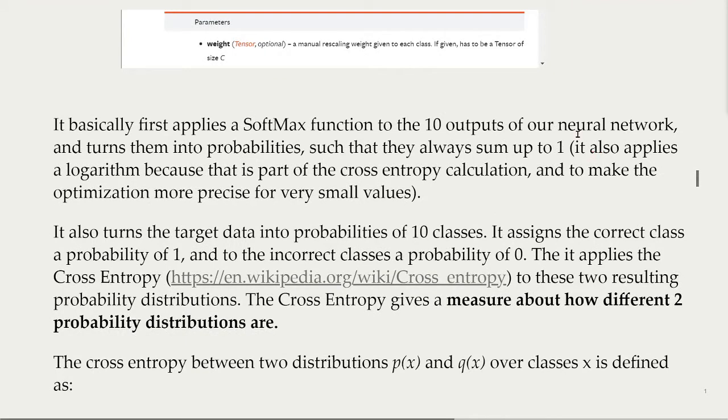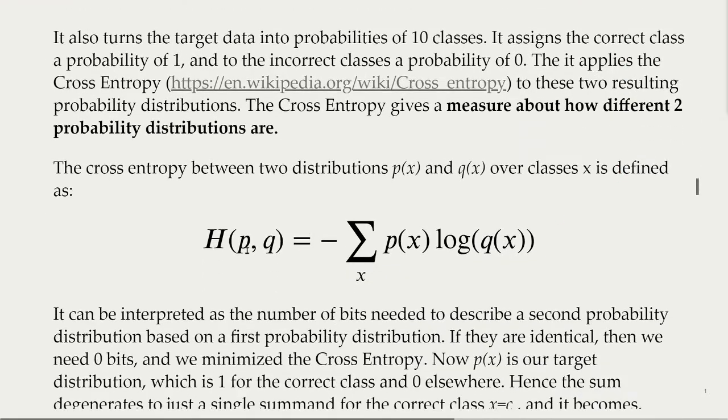The cross-entropy gives a measure about how different two probability distributions are. So we see here that the cross-entropy between two distributions P of x and Q of x over classes x is defined by this equation here. We have a minus the sum and we have a logarithm. So here is the first distribution, the second distribution, and this is the cross-entropy.